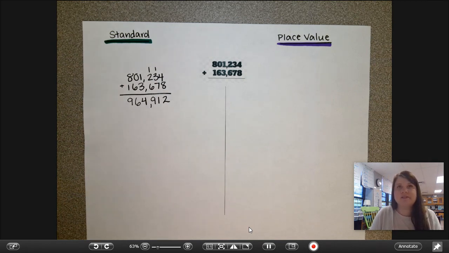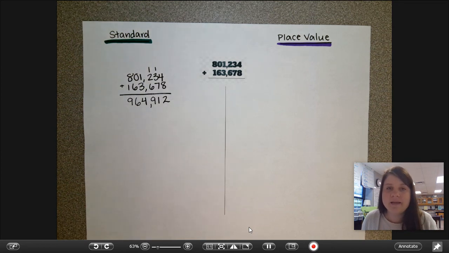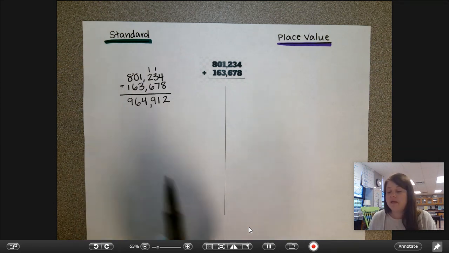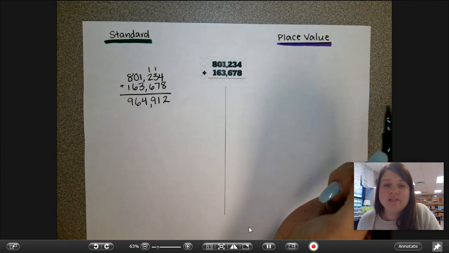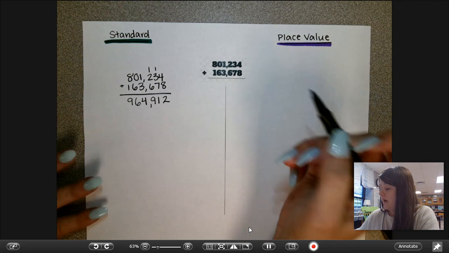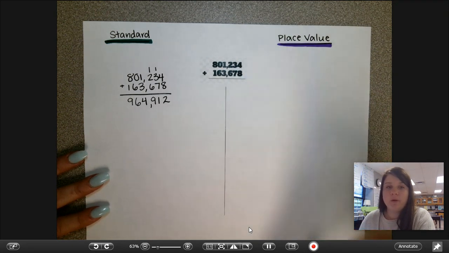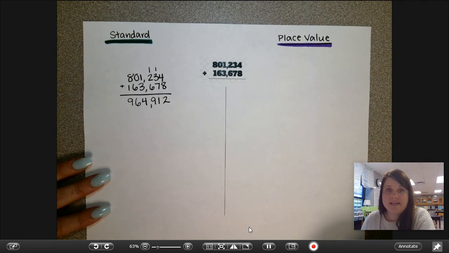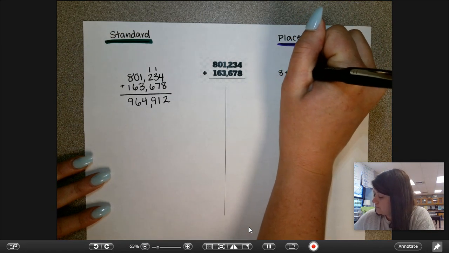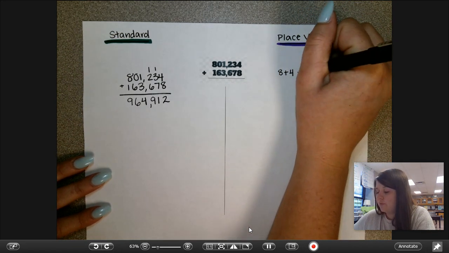The next strategy I'm going to use is the place value strategy. And even though this is a different strategy and a different way to add, in the end, I should still get the same answer as what I got for my standard form. Now for place value, I'm only going to be adding the places together one by one. So I'm going to start in the ones place. I'm going to start with 8 plus 4, and since it's in the ones place, it's just 8 and 4 by itself. So 8 plus 4, and I know that that equals 12.